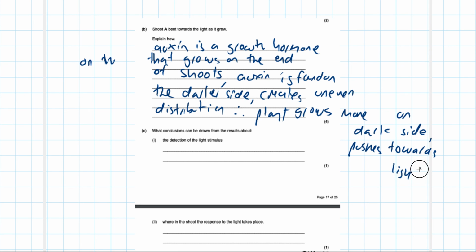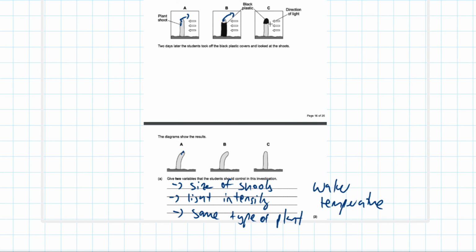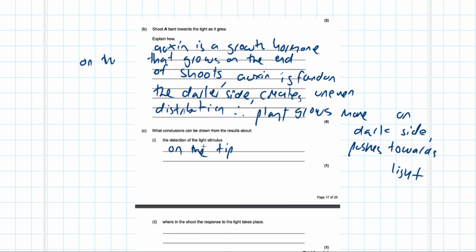Okay, what conclusions can be drawn from the results about the detection of the light stimulus? So the detection of a light stimulus is on the tip, or the end. Again, if we look at part C, we can see that it's covered, and therefore it's not growing towards the light at all. So the light stimulus essentially is detected at the tip of the shoot.